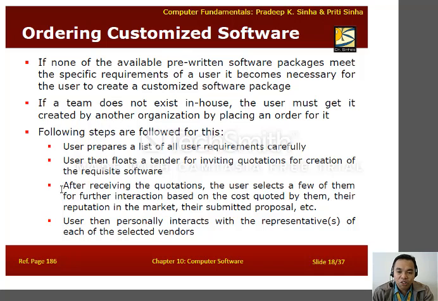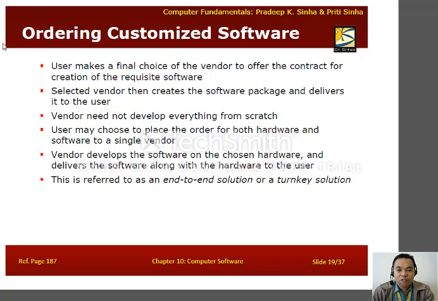Then, after receiving the quotations, the user selects a few of them for further interaction based on the cost quoted. And you need to see the reputation of each company in the market and their submitted proposal. Then the user personally interacts with the representatives of each of the selected vendors. Afterwards, you make a final choice of the vendor and offer a contract for creation of the requisite software. The selected vendor then creates the software package and delivers it to the user.